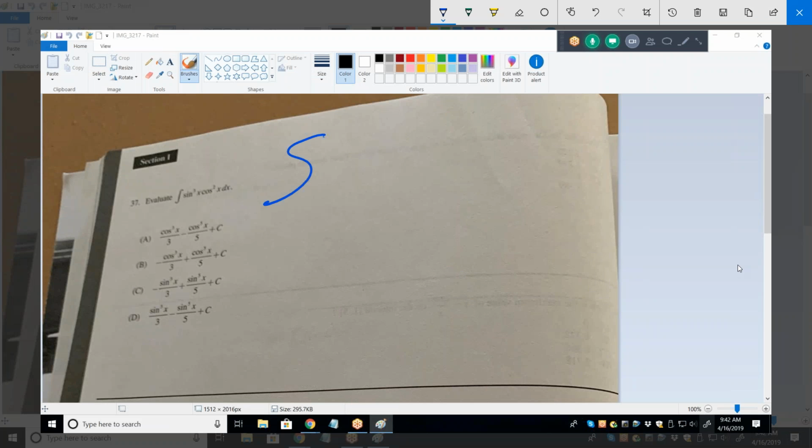So we have the integral. Make sure I'm reading this correctly. Sine cubed of x, cosine squared of x. How are we going to do this? Well, product rule. I'm doing the product rule, correct?